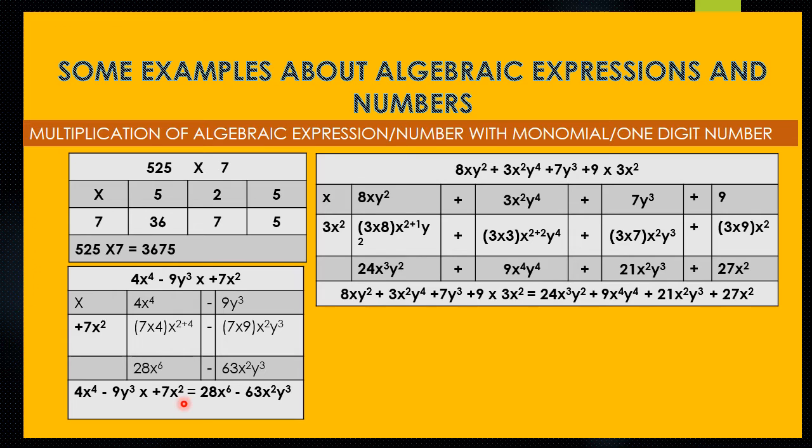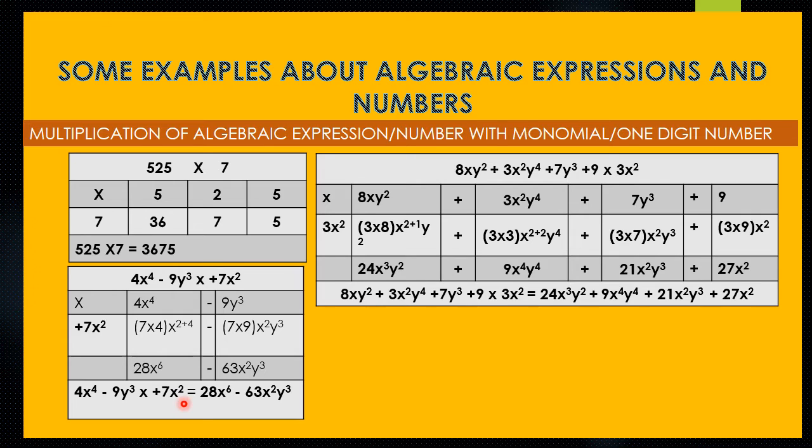Now coming to the third row, while multiplying 3 with 8 we get 24, multiplying and adding power of x, so we get x cube and y square. Here multiplying 3 with 3 we get 9, and adding the power of x we get x4 y4, and similarly multiplying 3 with 7 we get 27, and x square y cube. Multiplying 3 with 9 we get 27 and power x square.